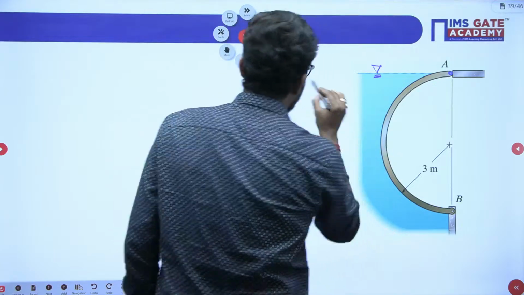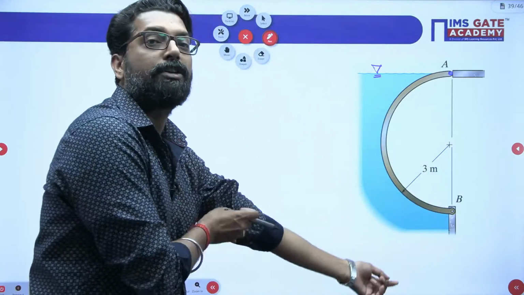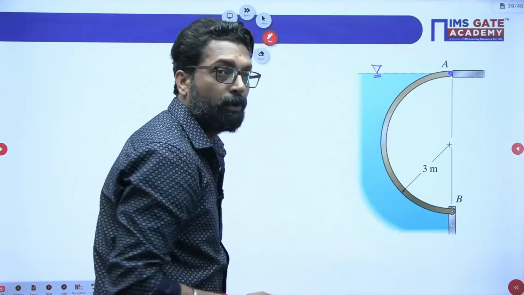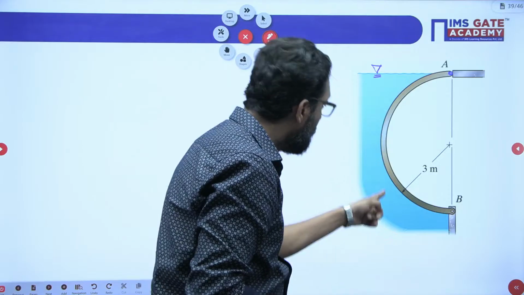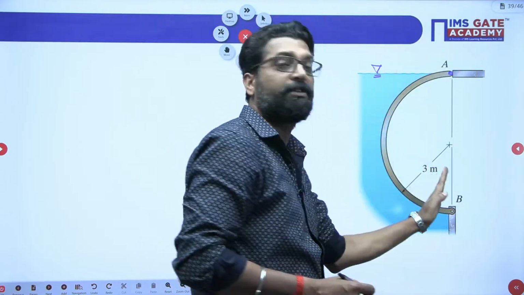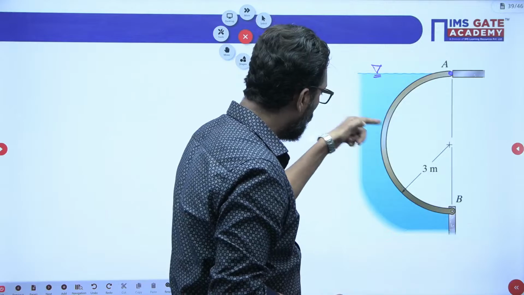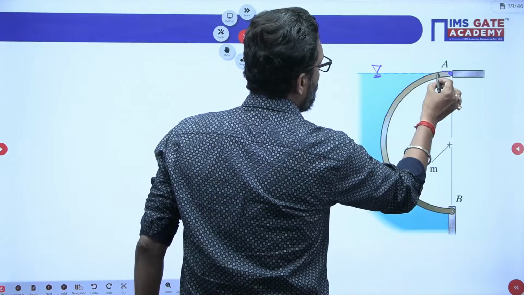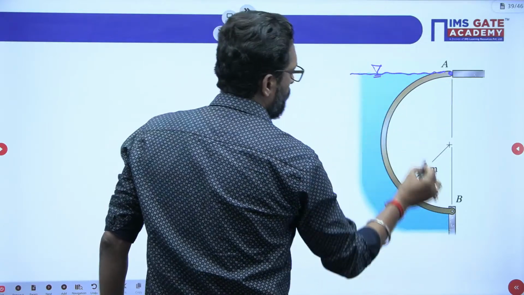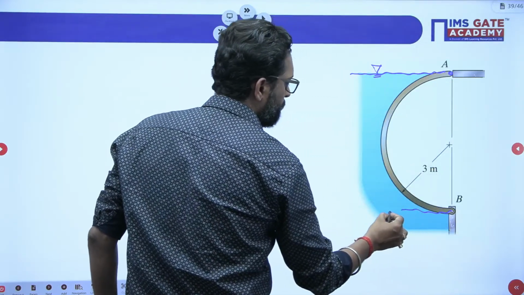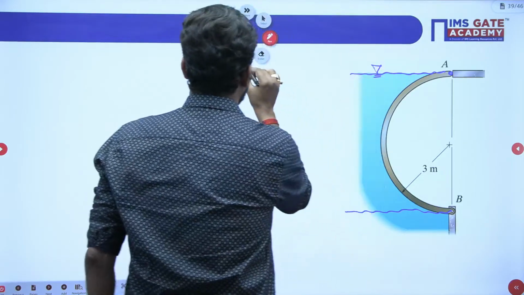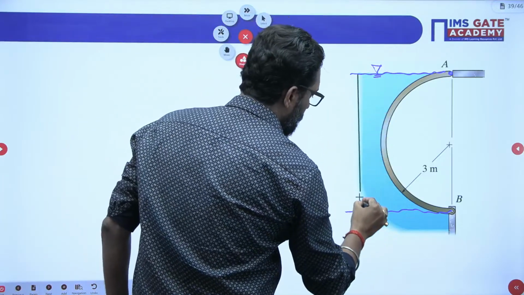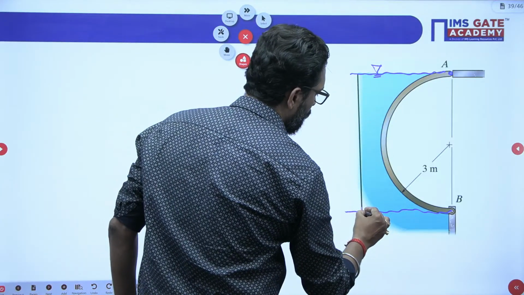Now, my dear, suppose there is a net horizontal force passing. How do we define it? The horizontal force is the force on the vertical projection of this curved surface. So you have to take the vertical projection. This is your vertical projection. Clear?